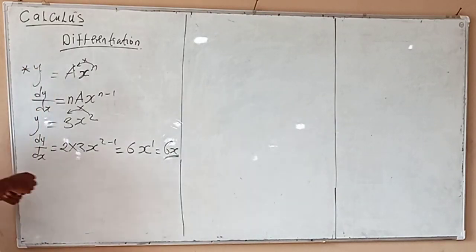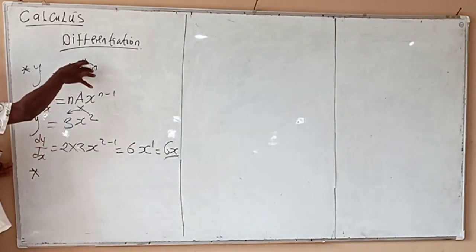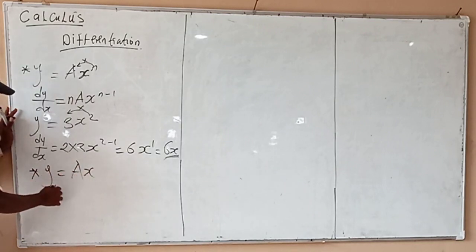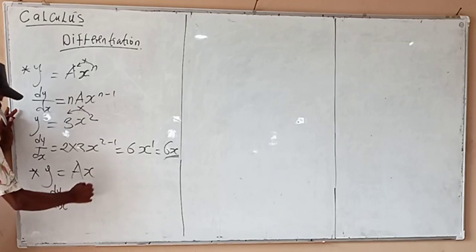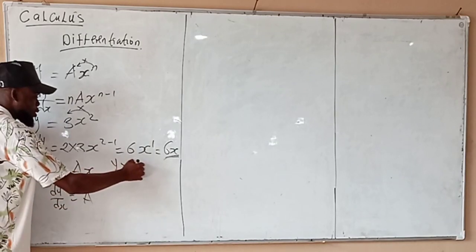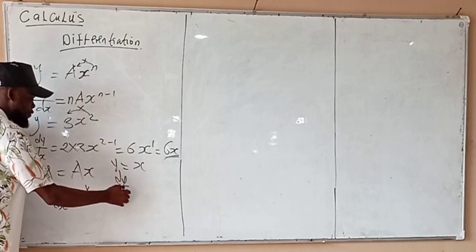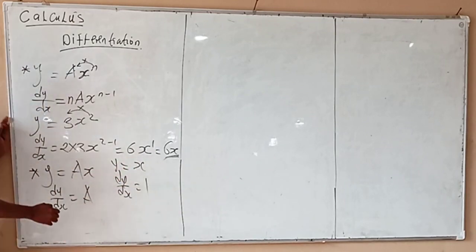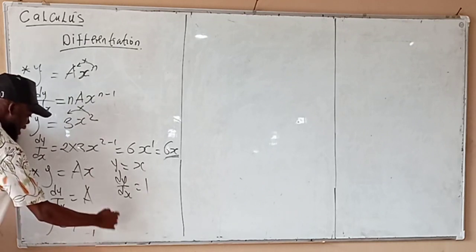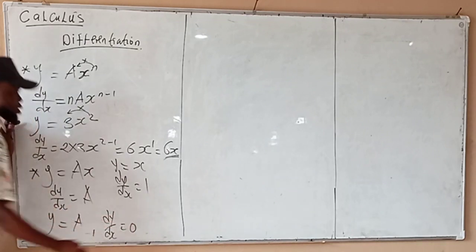Then, another rule: if y is equal to ax, dy over dx will also be a. The x will disappear. If y is equal to x, dy over dx will be equal to 1. If y is equal to a, dy over dx will be equal to 0.